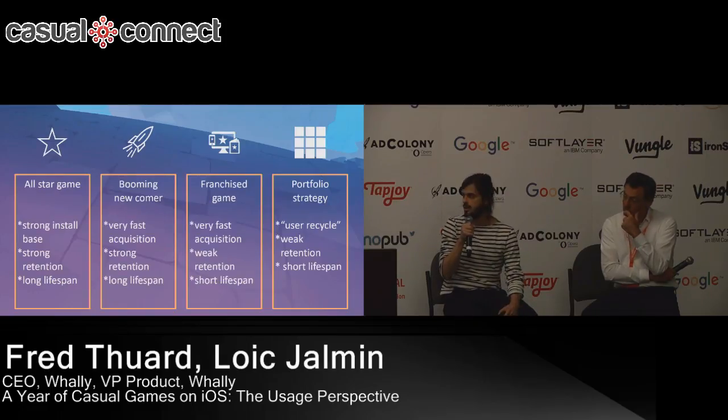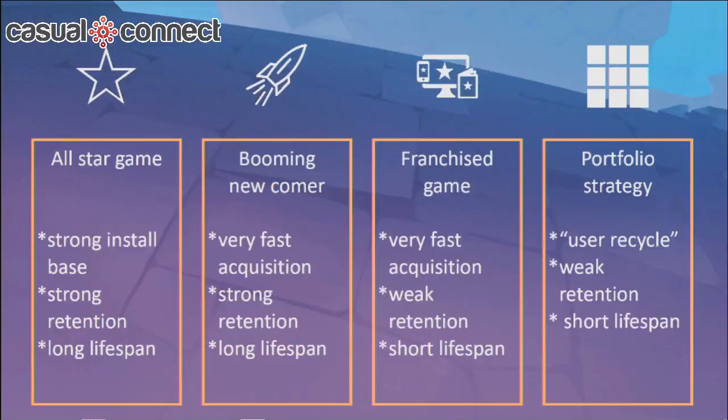So obviously the all-star game, which is super well-known, strong install base, very high retention, and a very long lifespan. The booming newcomer, which is a new game with a very, very fast acquisition pattern, strong retention, and again, long lifespan. And franchise game, which is also a fast acquisition pattern, but a short lifespan and weak retention. And the portfolio strategy, for big publishers that release a lot of games during the years and recycle the user from one game to another.